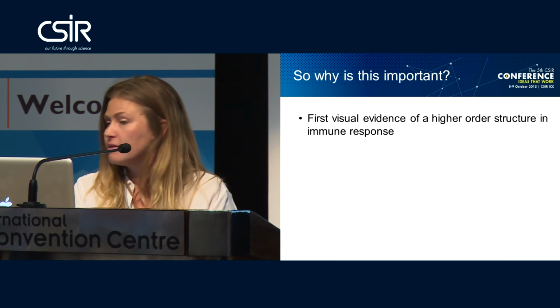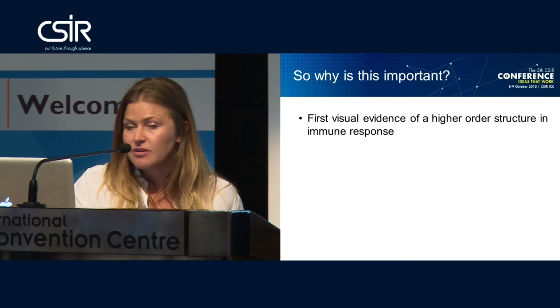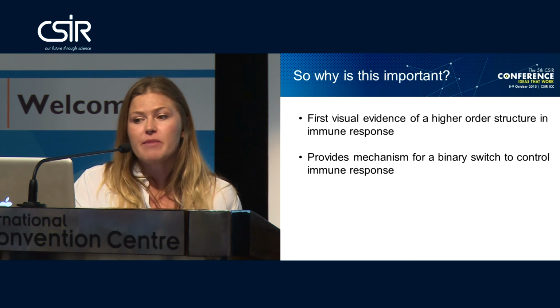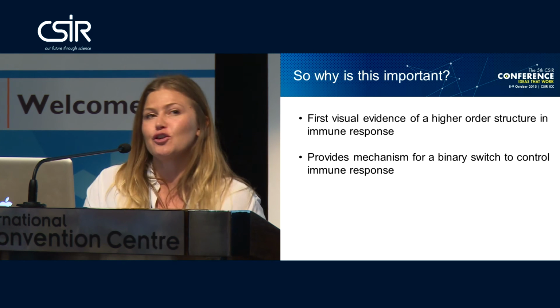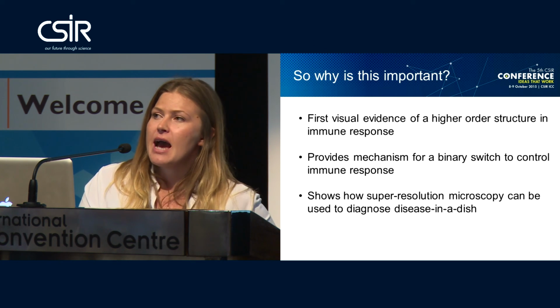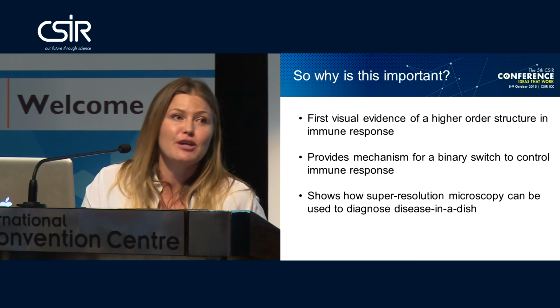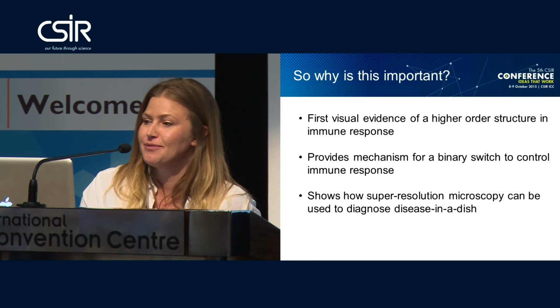So why is this important? It's the first visual evidence of a higher order structure in the immune response, to the best of our knowledge. It provides a mechanism for a binary switch to control the immune response, advancing our knowledge of our cellular machinery. And it shows, I think, how super resolution microscopy could actually be used to diagnose disease in a dish.